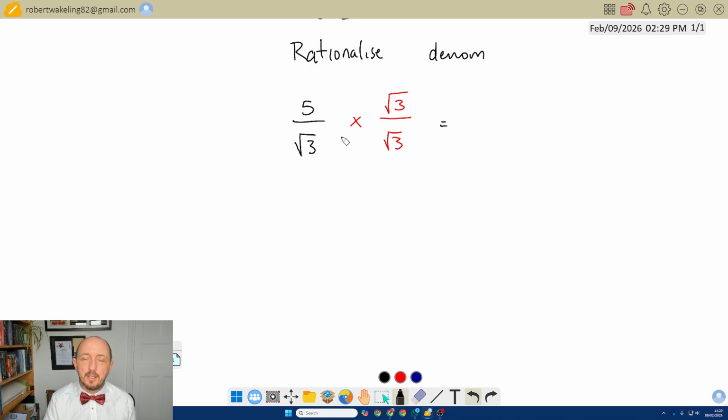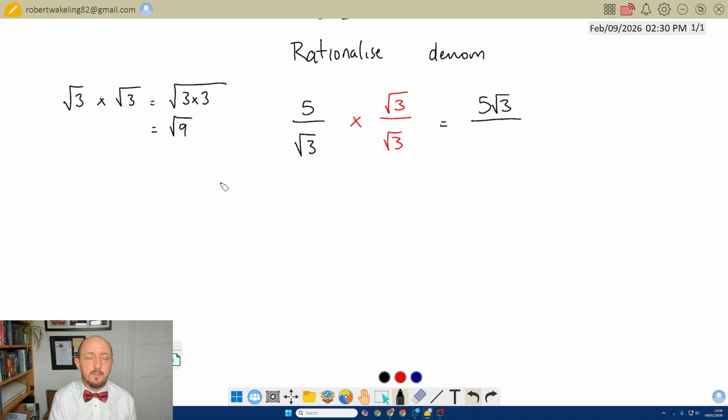And what will happen is 5 times root 3, well, we just don't bother with the times, so we just pop them together like that. Root 3 times root 3 is kind of the reverse of what we did above. We can put these together under the same root sign, root 9, and that would just become 3. So the square root times the square root, that's a kind of definition, like the square root of 25 times the square root of 25, so 5 times 5 just gives you 25. So it gets rid of the root sign when you multiply it by itself. That's essentially what happens there.